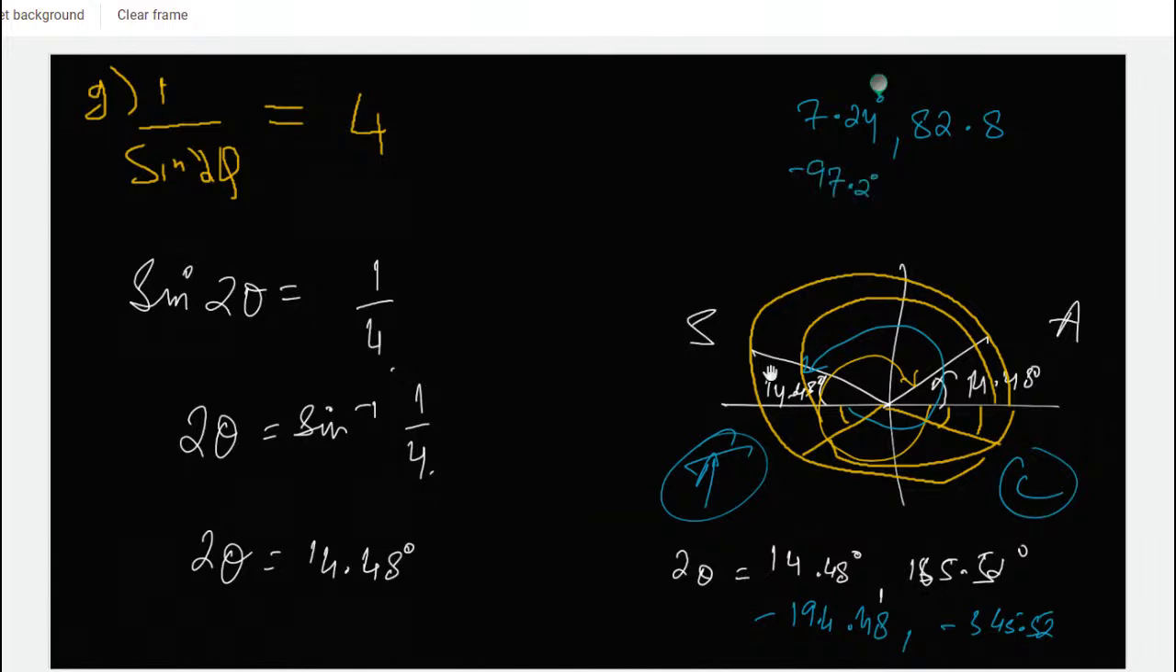Minus 172.8 degrees. So these 4 values are the answers between minus 180 and 180. Easy. Okay.